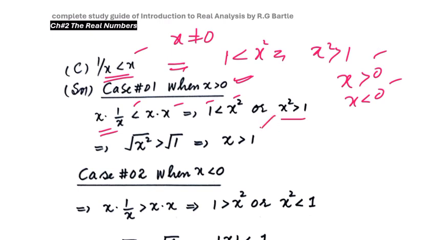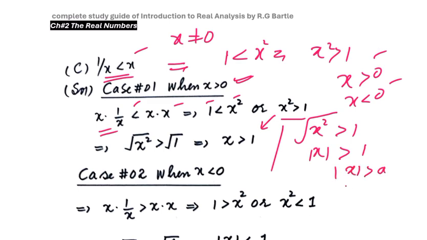Now the second mistake that students make here: when they take square root on both sides, as previously in a question I discussed, you can write it as absolute x equal to 1. Now they use the result absolute x greater than a, so they write it as x less than minus 1 or x greater than 1. So they include in the solution set both parts, x greater than 1 and x less than minus 1.